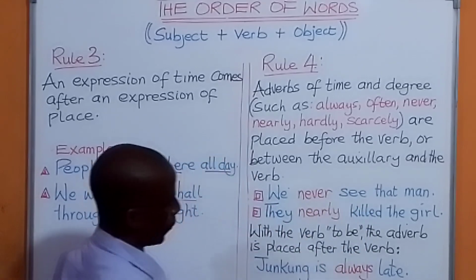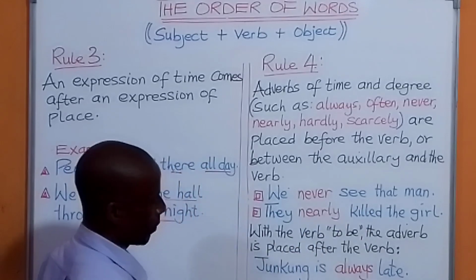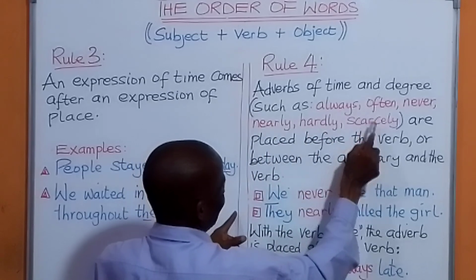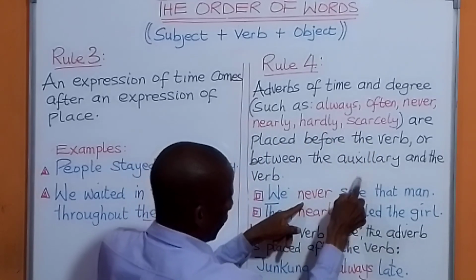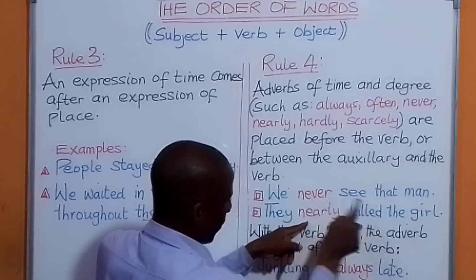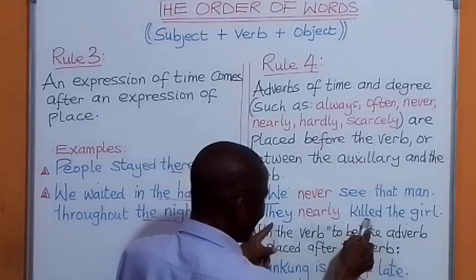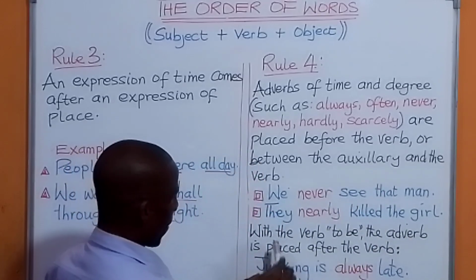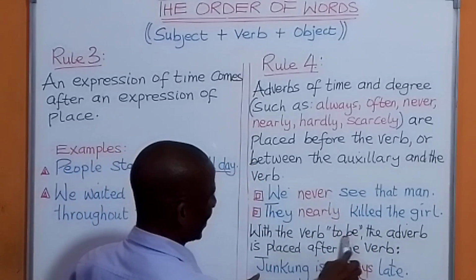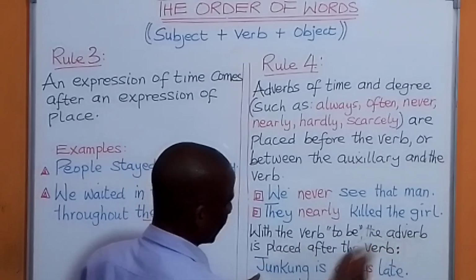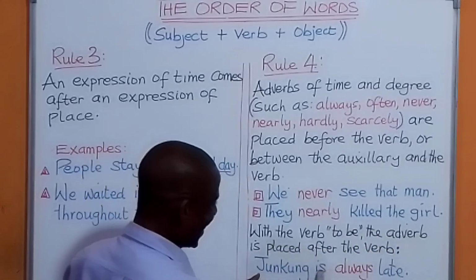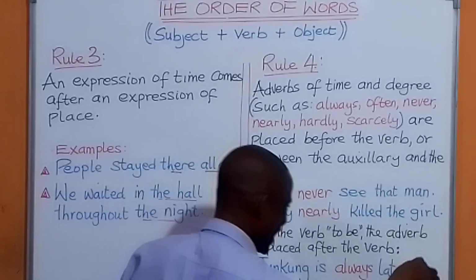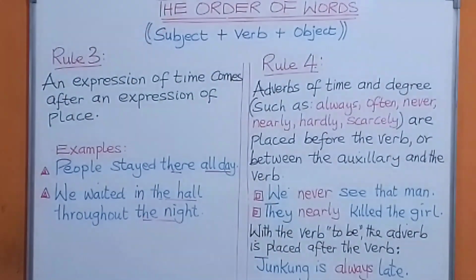If you have adverbs, always, often, never, nearly, hardly, scarcely, place them before you put the verb. So they nearly killed the girl. We never see the man. With the verb to be, that is, are, the adverb is placed after the verb. Junkun is always late. He was nearly killed in the accident.